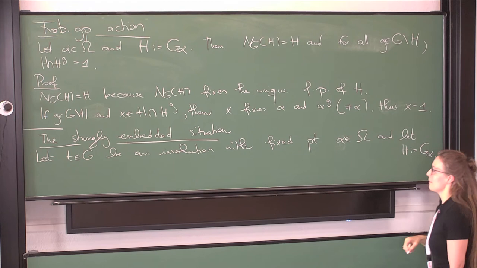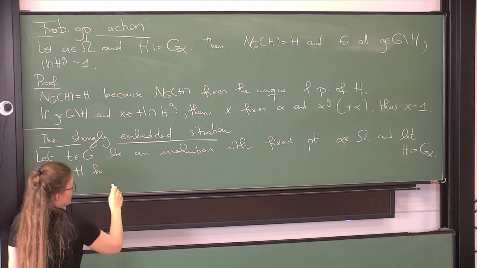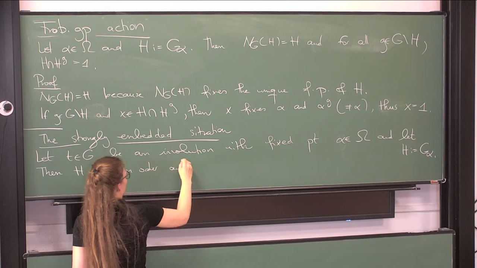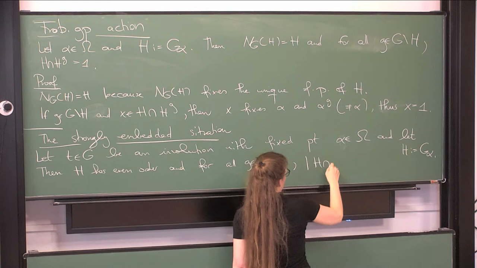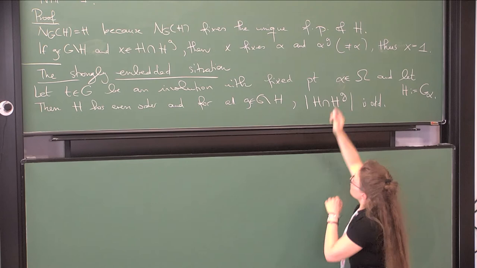And one of the things I want to prove is, well, H has even order. I will write it down still because it becomes the definition of something. Then H has even order. In fact, we will see it contains a Sylow 2-subgroup. And for all g in G without H, the intersection of these two conjugates has odd order. So it looks like something a bit more general than what we just did.